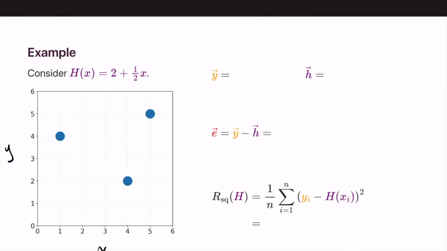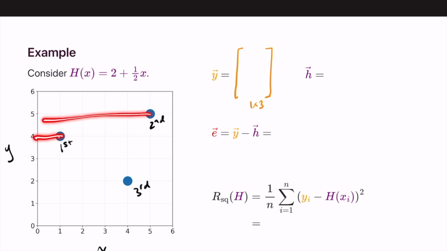So in this case, let's say that we have this hypothesis function here, 2 plus 1/2 x. And let's start by defining what our y vector or observation vector would look like. I'll also say that this is the first, second, and third observation, just so that we can have some consistency in this example. And so our y vector is going to be a 1 by 3, because we have 3 observations. And this is going to be 4, 5, and 2.